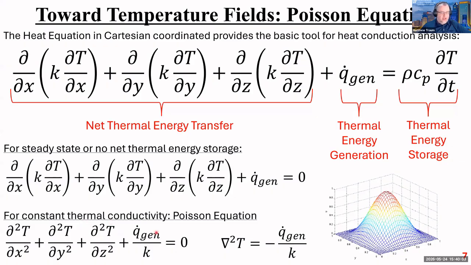And then, law of conservation of chalk, I just write this in a compact form. So del squared T is equal to minus Q gen over K, right? So that's my Poisson equation. You guys have already seen this, right? So there's now no time derivative. It's just 3 spatial dimensions and a generation term.